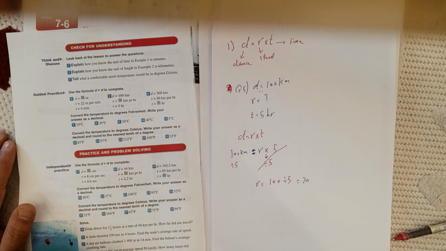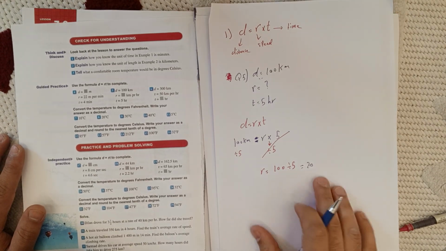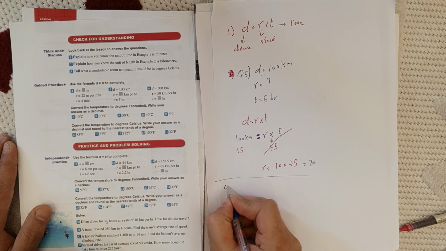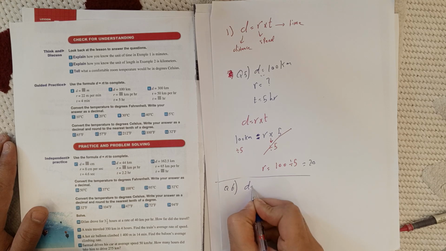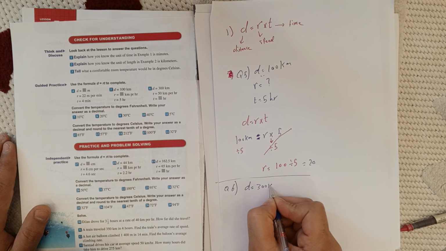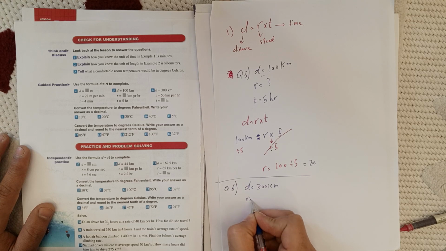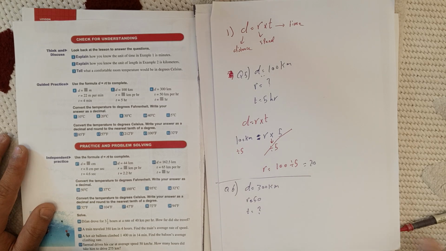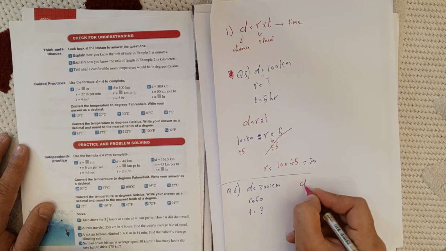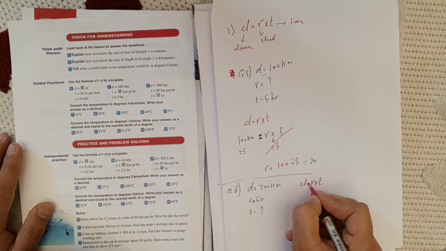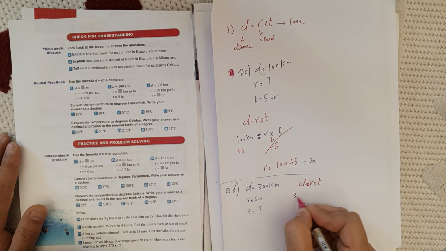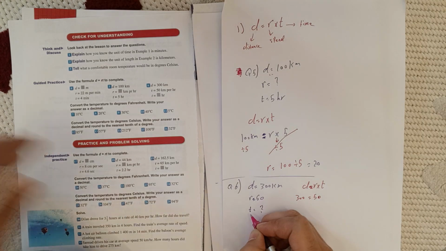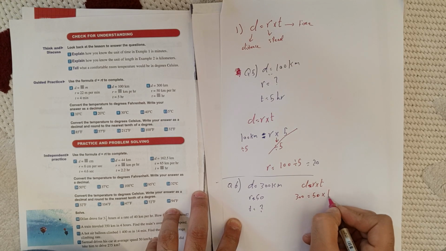Okay, so the second, let's solve question 6. Question 6: D is 300 kilometers, R is 50, and T we don't know, you need to find T. The formula was D equals R times T. D is 300, R is 50, and T we don't know, you need to find T, times T.